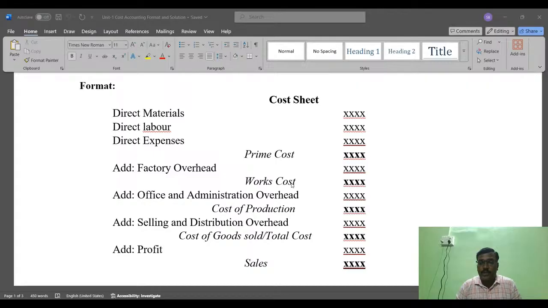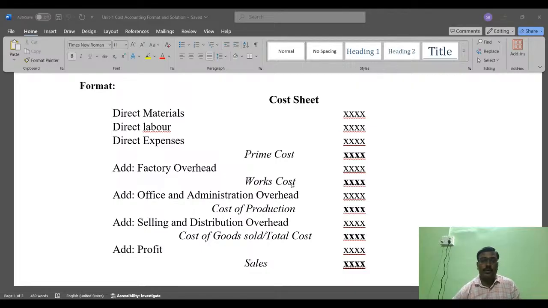So what do you mean by prime? Prime means the foremost. What do you mean by prime cost? The cost which is most essential to make a product. Without those expenses, we can't have a product. So those costs are called the prime cost. In prime cost, we have three entries: direct material, direct labor, and direct expenses.